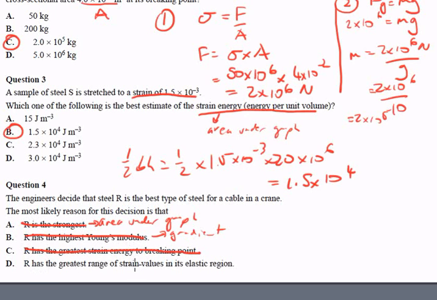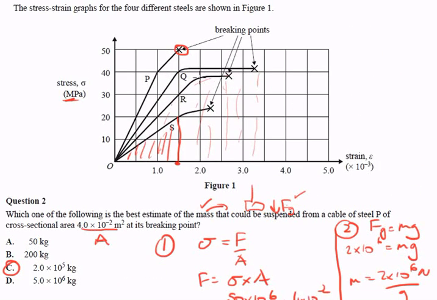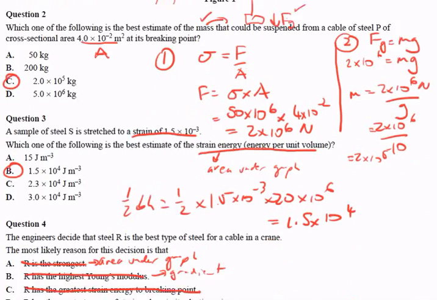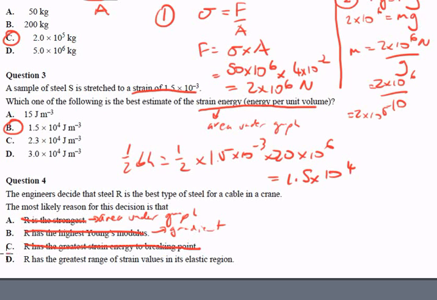And R has the greatest range of strain values in this elastic region. Let's just check if that's okay. So here's its elastic region out to here. And they say it has the greatest range of these values for its elastic region. Well, S's elastic region is out to here. That's S. Well, it's bigger than S. Q's elastic region is out to here. It's bigger than Q. And P's elastic region is here. So it's bigger than P. So that is true. R does have the largest elastic region. Now, I didn't know that's what they were looking for in steel cables for cranes, but I do know that that's a true answer. So that's why that's the answer for that one.